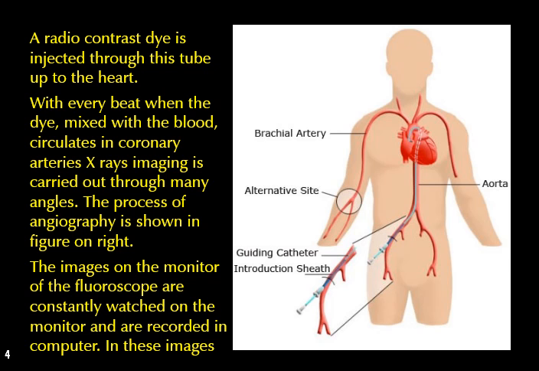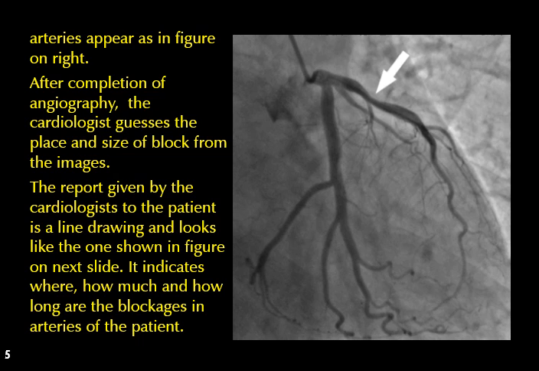A radio contrast dye is injected through this tube up to the heart. With every beat, when the dye mixed with the blood circulates in the coronary arteries, X-ray imaging is carried out through many angles. The procedure of angiography is shown in the figure on the right. The images on the fluoroscope monitor are constantly watched and are recorded in the computer. In these images, arteries appear as in the figure on the right.